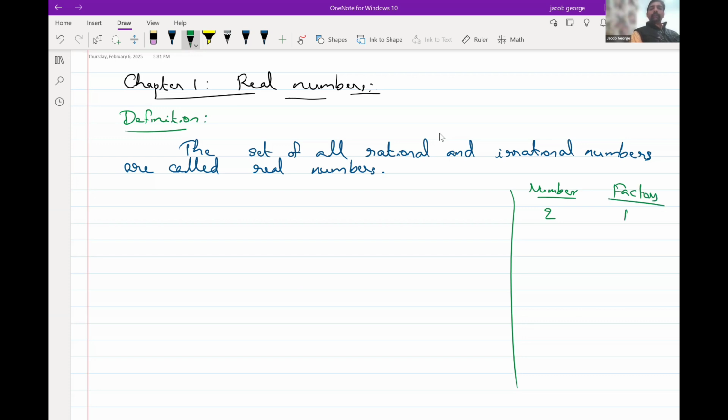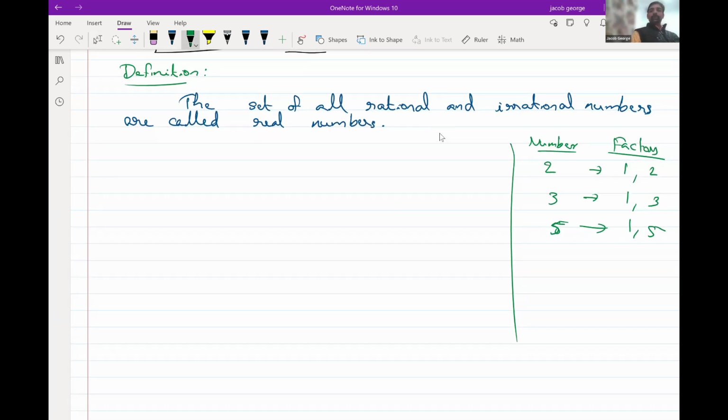Number and factors. The factors of 2 are 1 and 2. What are the factors of 3? 1 and 3. 3 into 1 is 3. What are the factors of 4? 1, 2, and 4. It is not a prime number. Prime number has only two factors, 1 and the number itself. What is the next prime number? 5 is the next prime number because the factors are 1 and 5. What is the next prime number? 7 is the next one. 1 and 7. Next, 8 is not a prime number. The factors are 1, 2, 4, and 8 because 4 2s are 8.